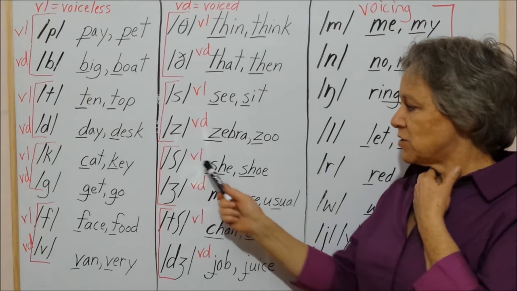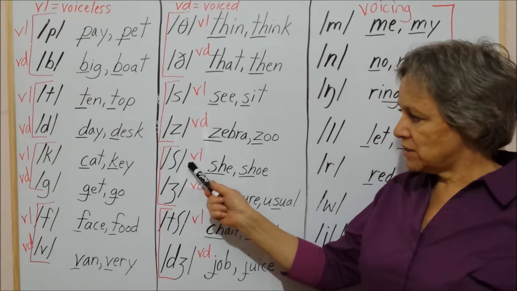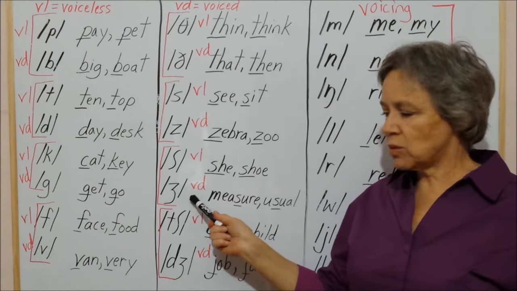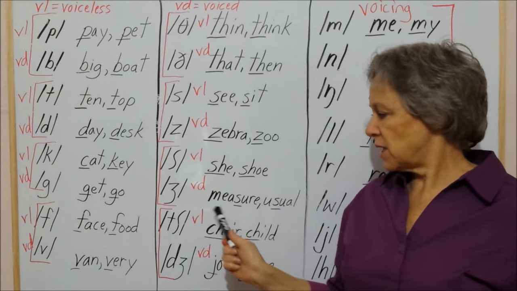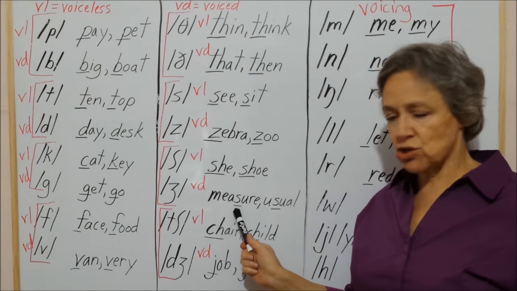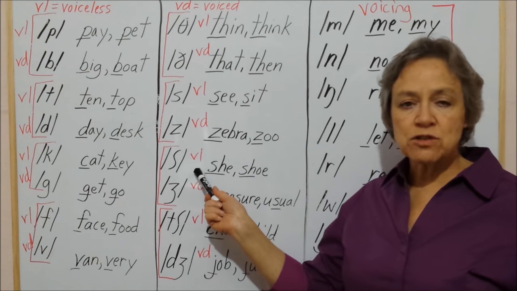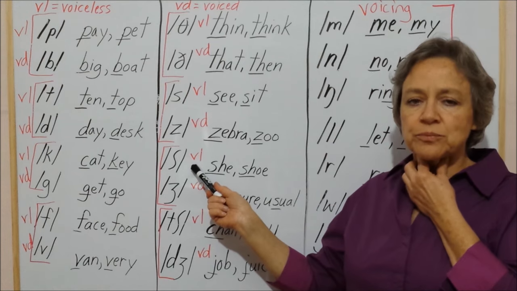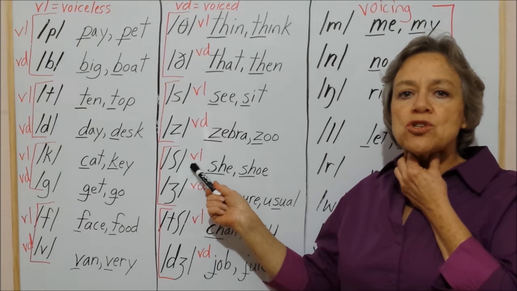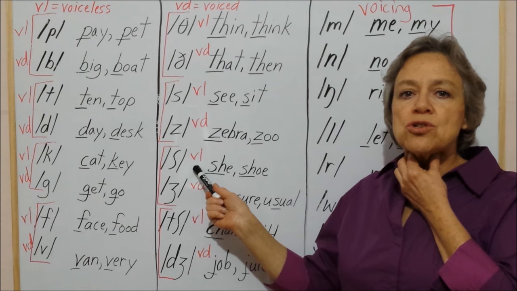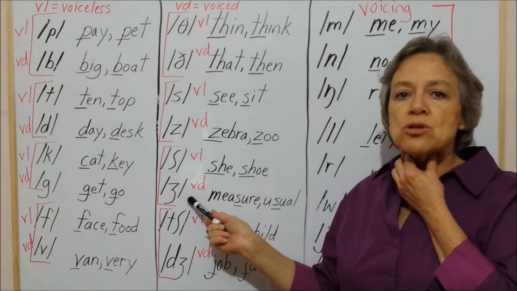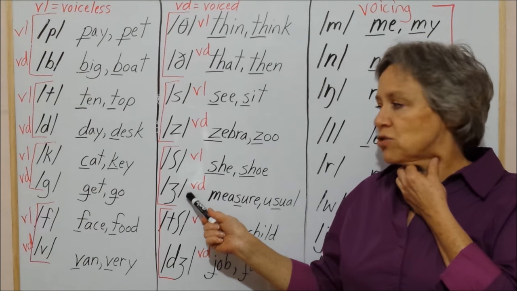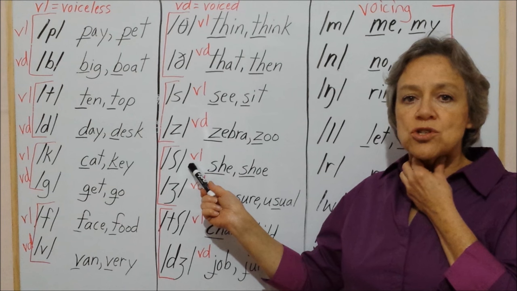Let's try some others. Let's try these two. Okay? This is sh as in she. This one is zh as in measure. The first one is voiceless, so no vibration. The second one is voiced. Let's try those. You should feel the vocal cords vibrating for zh, and you should not feel them for sh.